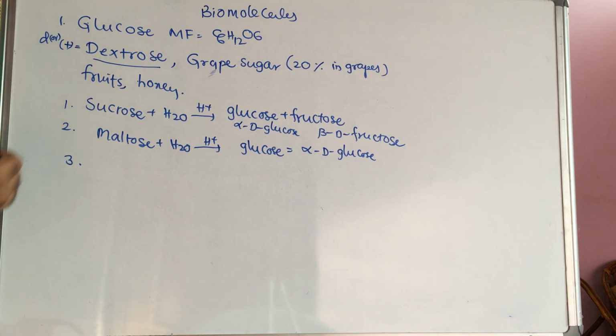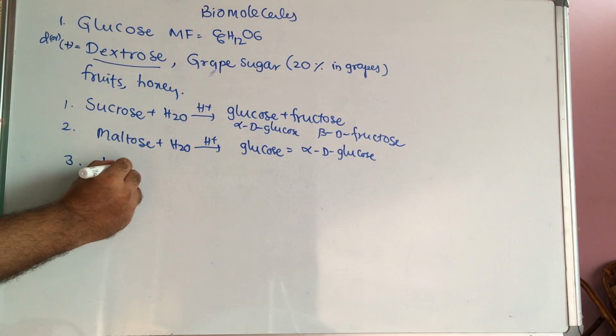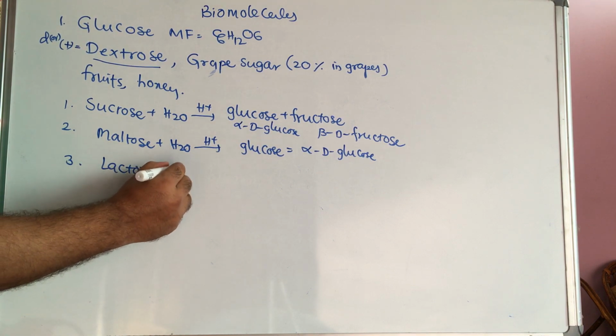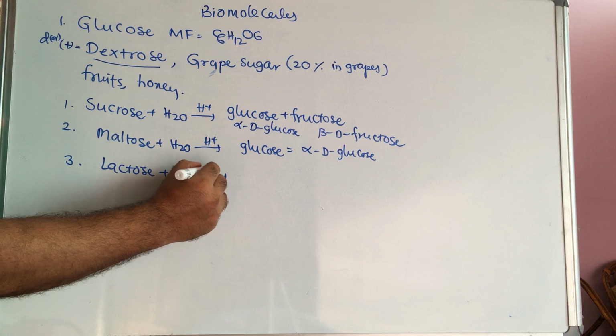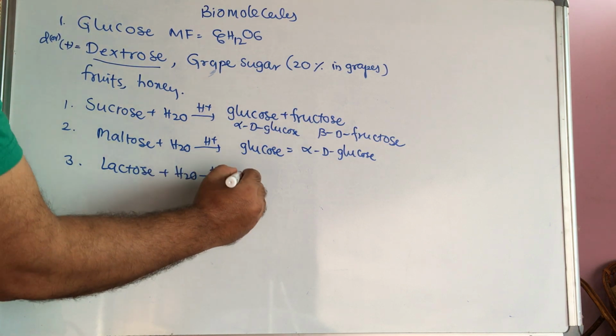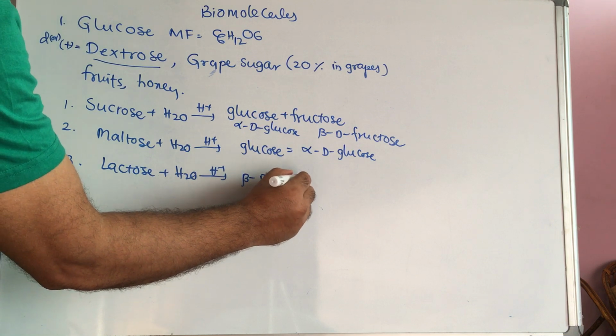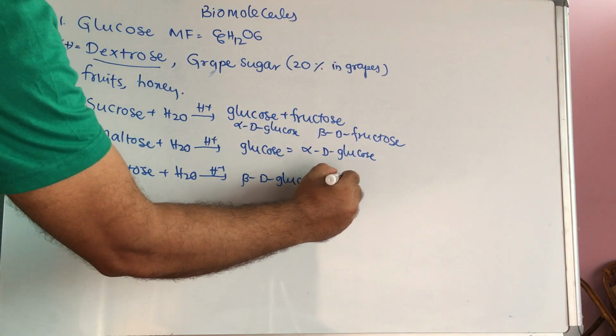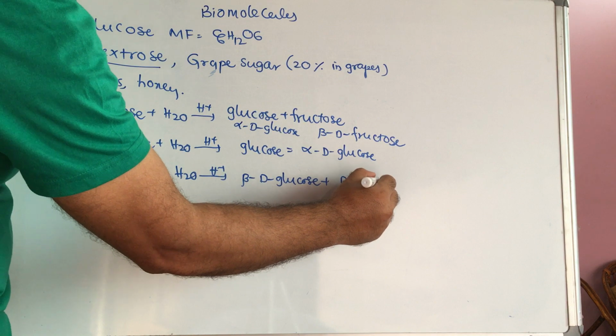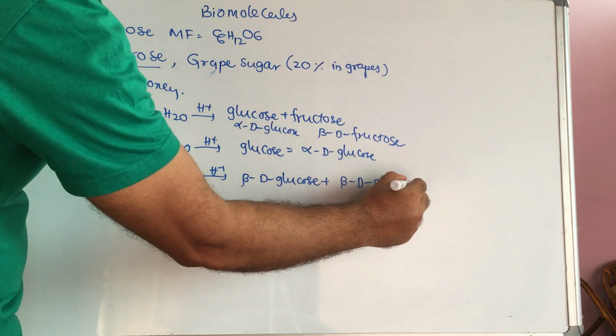Next, the third one, lactose, on acidic hydrolysis gives one beta D glucose and another one beta D galactose.